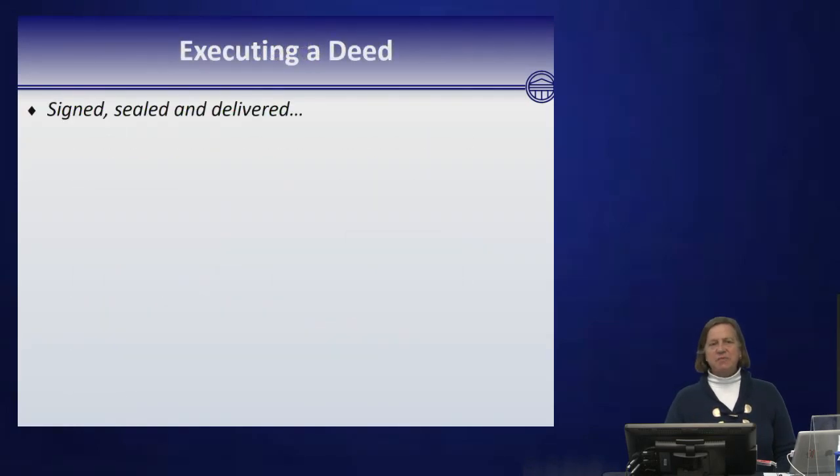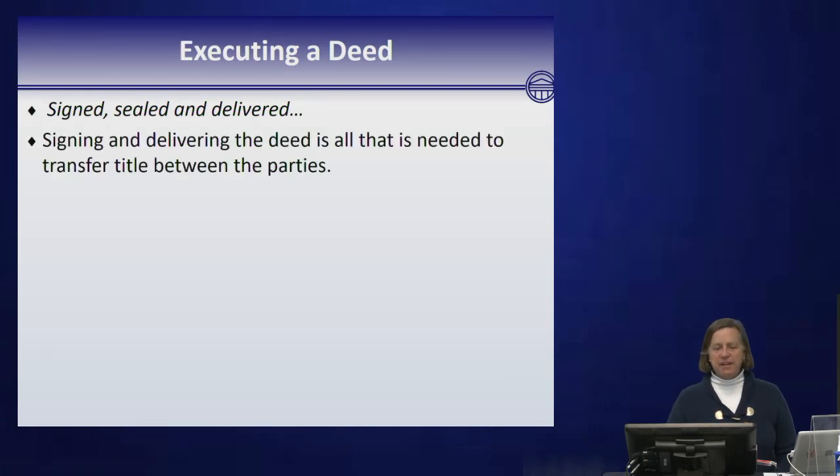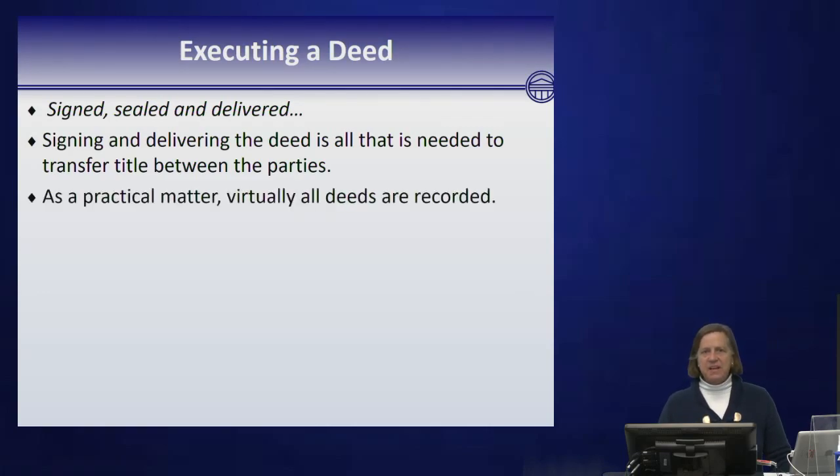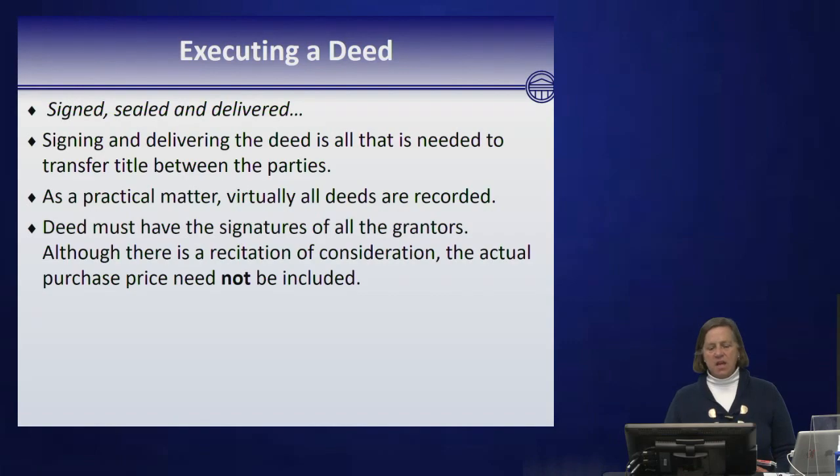So, executing a deed, we say signed, sealed, and delivered. In order to transfer title to real property, the deed must be signed and delivered. Actually, signing and delivering the deed is all that's needed to transfer title between parties. As a practical matter, though, virtually all deeds are recorded. A deed has to have all the signatures of all the grantors. In a deed, you will see a recitation of consideration. The actual amount that's paid for the property does not have to be included in the deed.